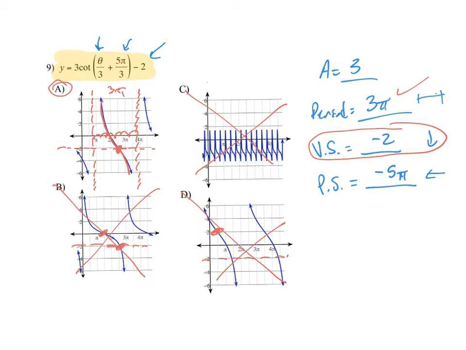The phase shift of negative 5 pi is a little harder to figure out because that thing shifts so far off the graph this way that the cycle comes back. But I definitely think we've done enough to assure ourselves that letter A is the correct choice for this graph. Let's take a look at one other example on the next slide.